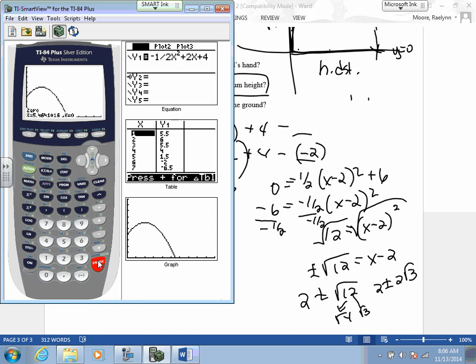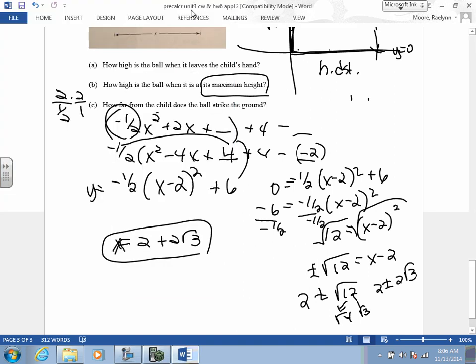All right, let's try one more. Go to number 2 in that packet. We'll use complete the square as well, so we'll fill the squares with what's going there.